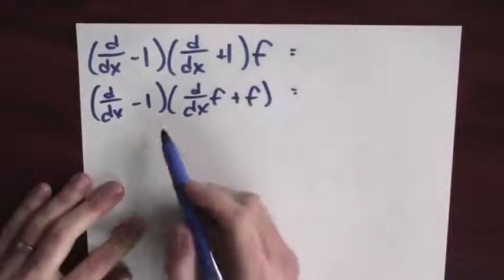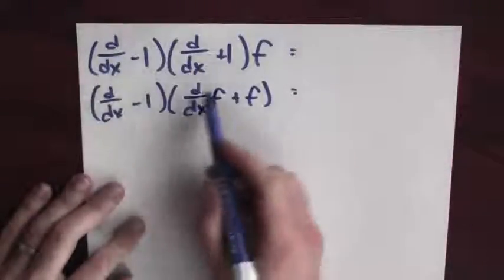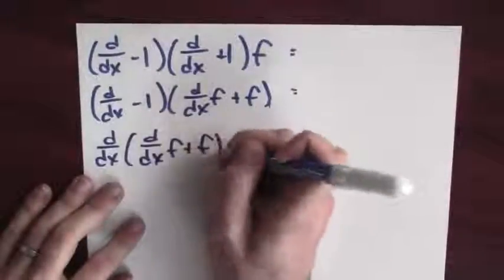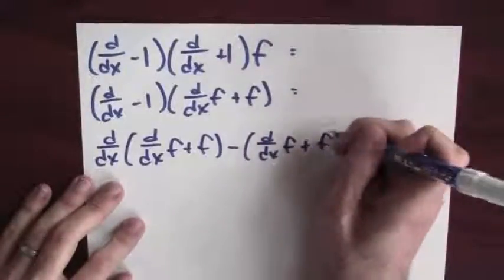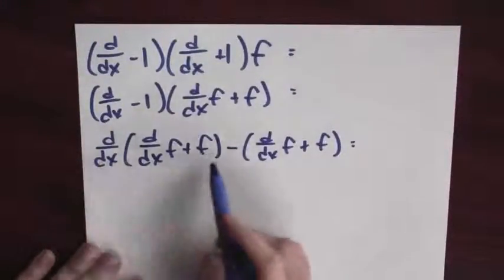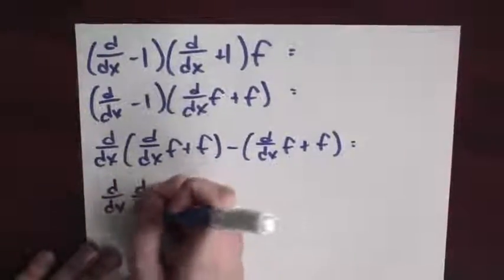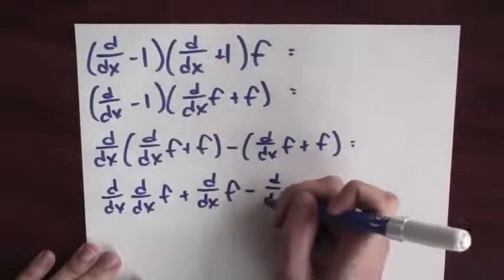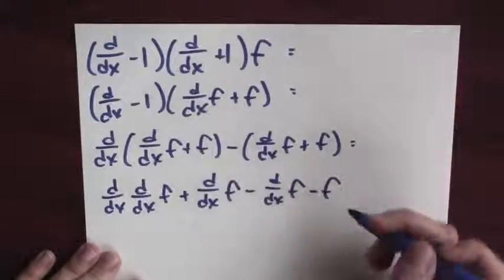Now I can keep on going, right? This, if you kind of imagine, might distribute over this. What would that mean? I'm going to d/dx this whole thing. So d/dx of f plus f, minus 1 times this. So minus d/dx of f plus f. And now I can keep calculating. The derivative of f plus f, well, the derivative of a sum is the sum of the derivatives, so that makes sense. That's the derivative of f plus the derivative of f, minus the derivative of f, minus f. I'm subtracting a sum, so it's subtracting f.